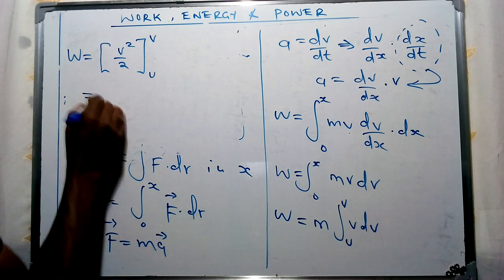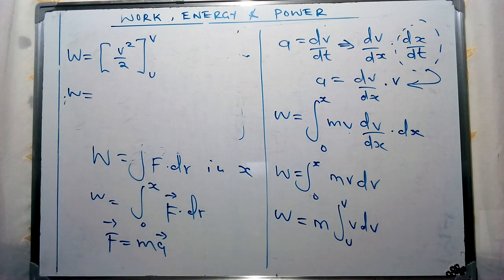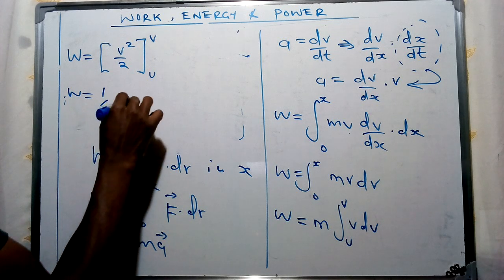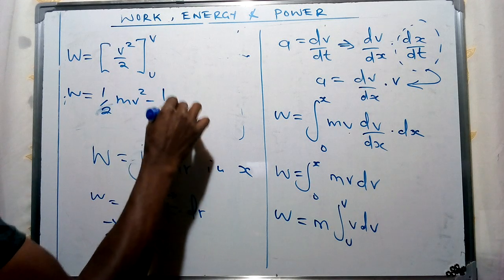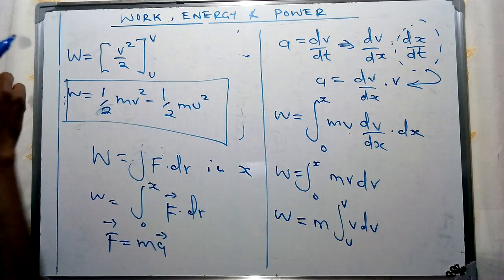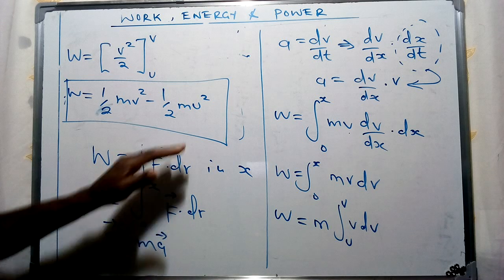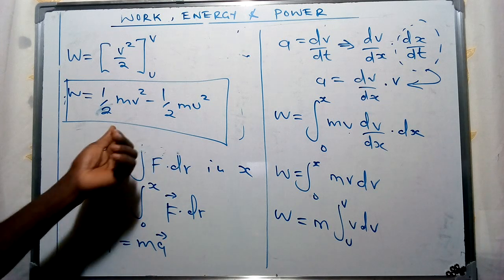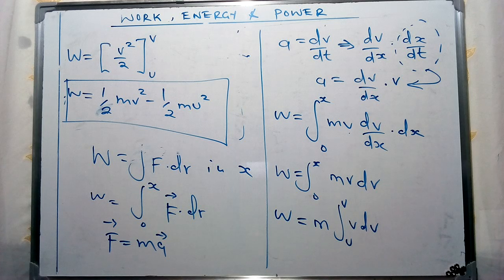So this basically is going to represent work done in terms of the change in a half. So this is going to be a half mv squared minus a half mu squared, which basically is still a representation of the work done, giving us the same result as the previous evaluation which we had done. And this is going to be the change in kinetic energy being given as such.